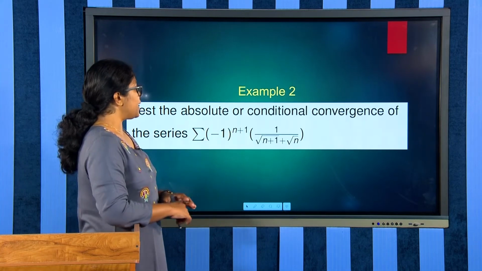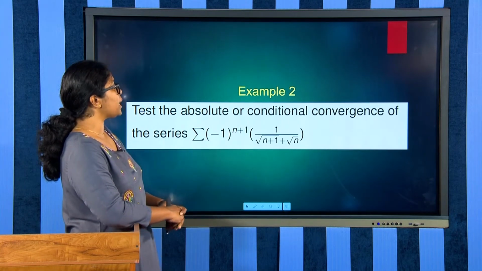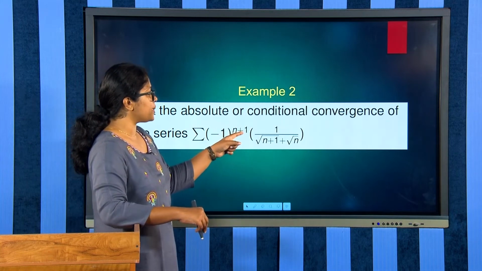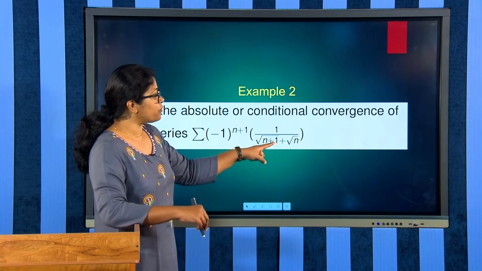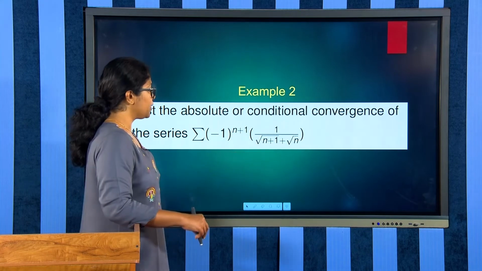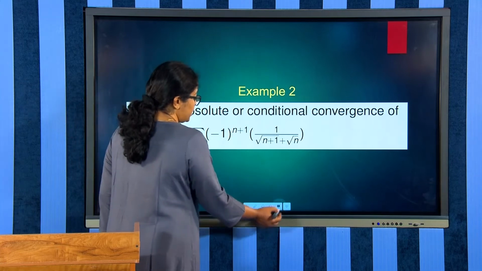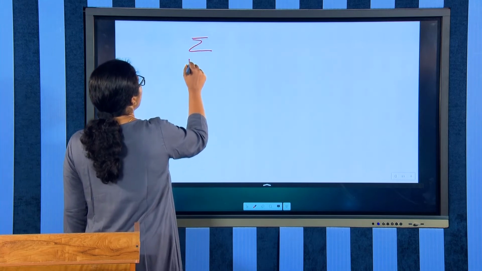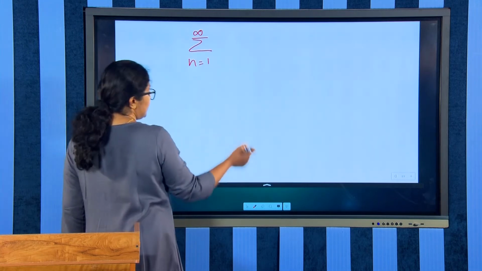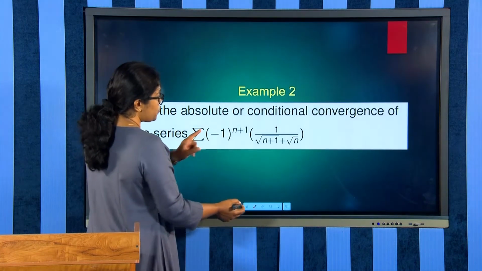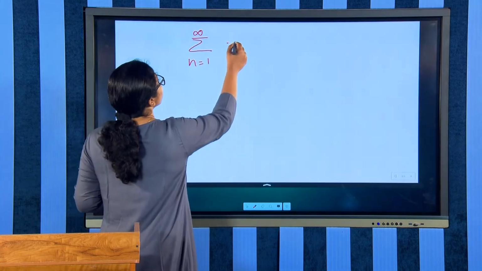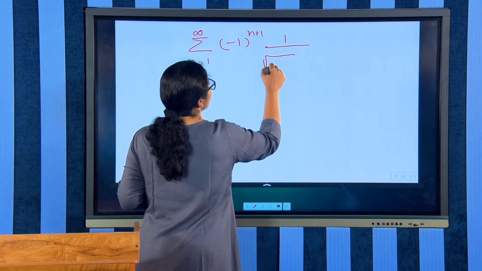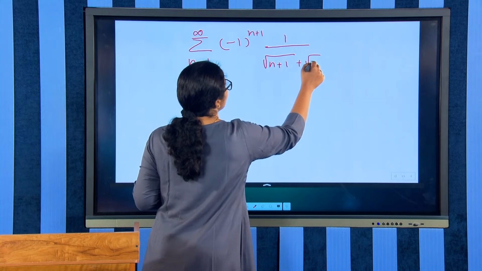The next example is: test the absolute or conditional convergence of the series summation minus 1 power n plus 1 upon square root of n plus 1 plus root n. So, how can we do this question? We can see summation n equal to 1 to infinity minus 1 power n plus 1 upon root of n plus 1 plus root n.